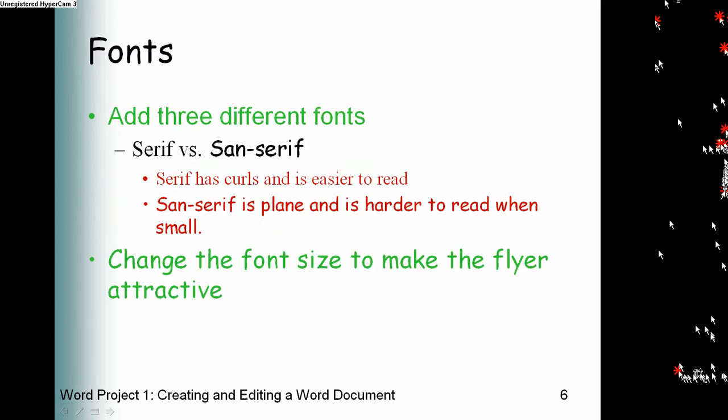Okay, so here's what we're going to do. Add 3 different fonts. Alright, check this out. This is a serif font. Notice it has, see the little curlicues right there? Alright, see this? This is a sans serif font. There's no curlicues. It's more plain.